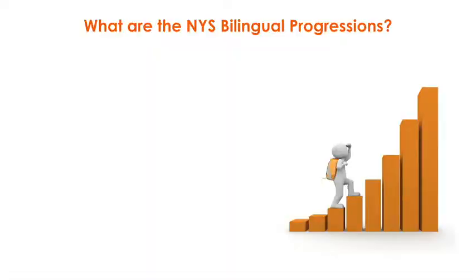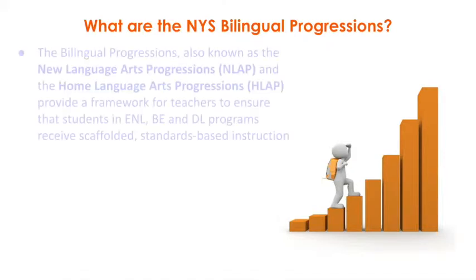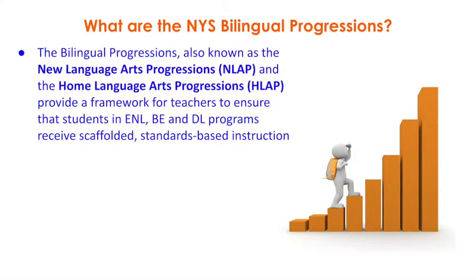So what are the New York State Bilingual Progressions? The Bilingual Progressions, also known as the New Language Arts Progressions, or NLAP, and the Home Language Arts Progressions, or HLAP, provide a framework for teachers to ensure that students in ENL, bilingual education, and dual language programs receive scaffolded, standards-based instruction. Today we will be unpacking the New Language Arts progressions, as unpacking the NLAP is the first step to understanding how to use any and all bilingual progressions materials.